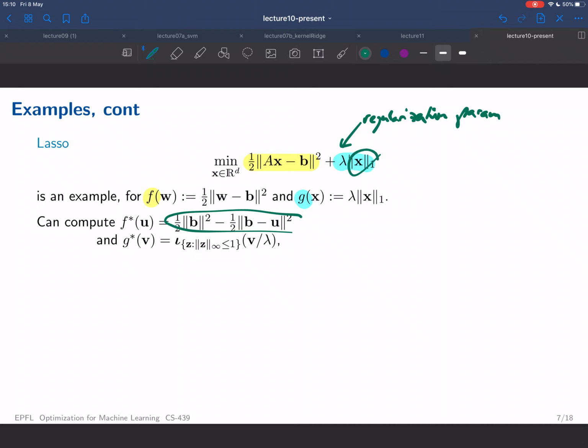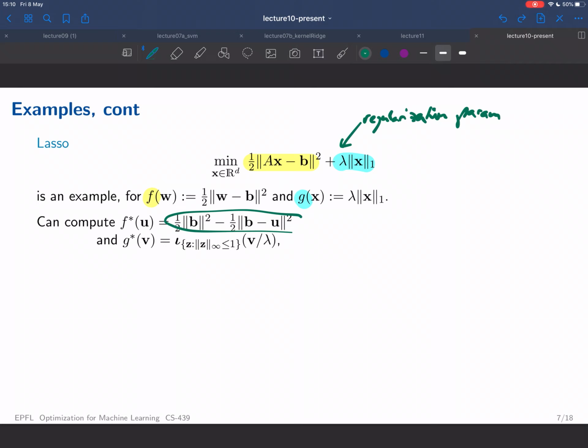And then for the L1 norm, we can just use what we discussed before. We know that conjugates of norms are easy, so we can directly plug that in. So the conjugate of a norm is the indicator function of the dual norm. We know what the dual norm of the L1 norm is, it's the L infinity norm. So we just plug that in.